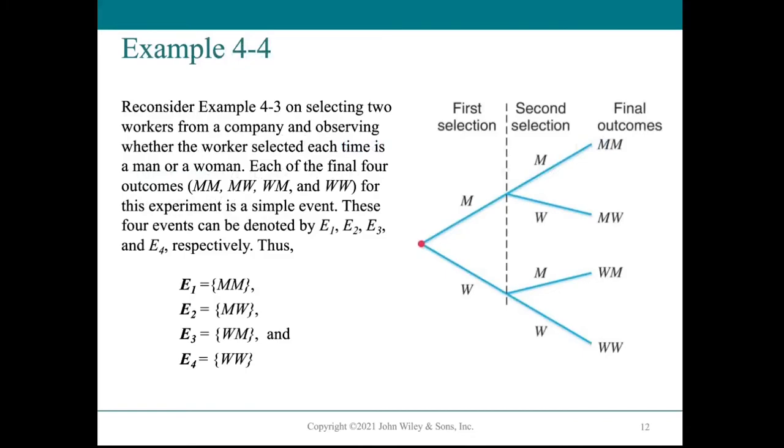Here again is the example from before, when you select two workers from a company and observe whether the worker selected each time is a man or a woman. You have four possible outcomes, and the simple events are, of course, each outcome. Outcome 1 is two men. That's event 1. A possible event is the second outcome, a man first and then a woman second. Event number 3 is a woman first, then a man second. And the fourth event, which is also the fourth outcome, is two women.